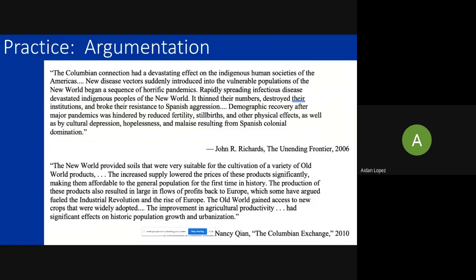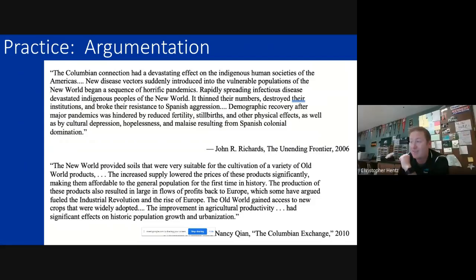Columbian exchange. Yes, perfect. Now they notice how they don't say it. They say the Columbian connection. You know, and the second one doesn't even reference it at all. It just talks about the flow of things back and forth. Okay, so they may not say the term, but you know it's Columbian exchange.